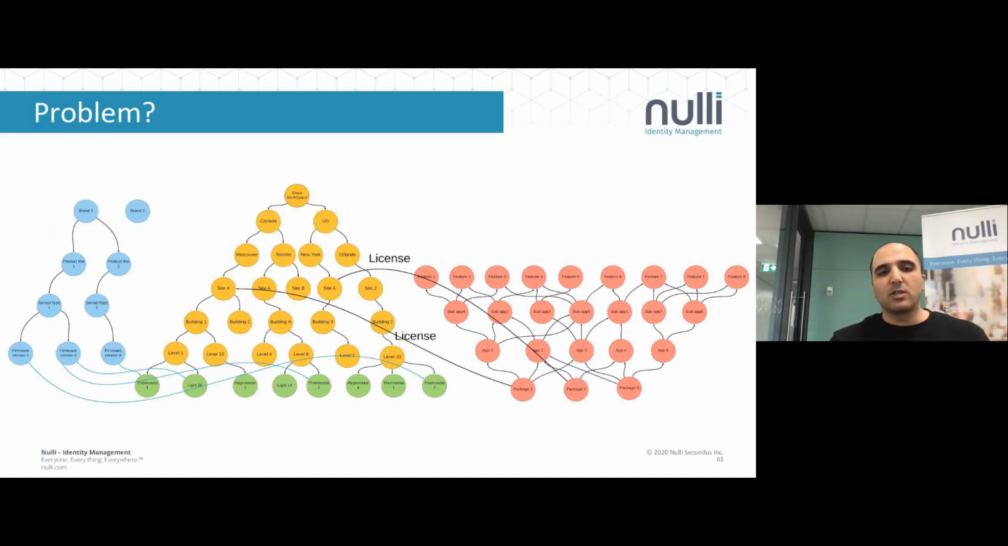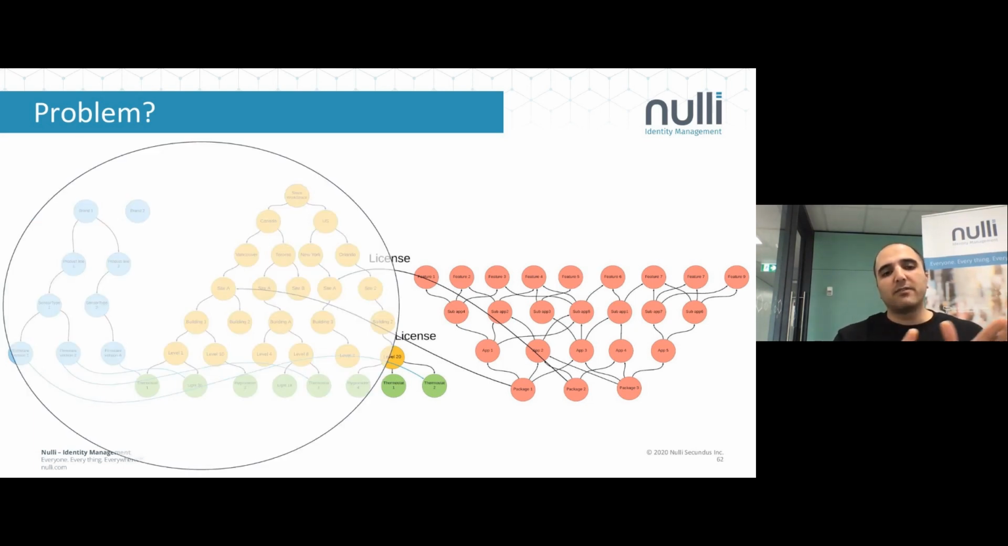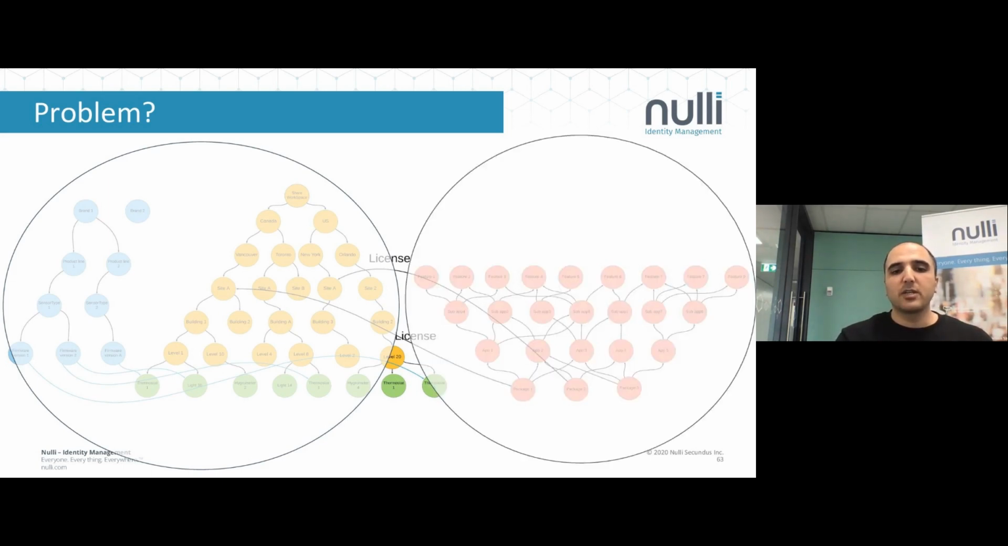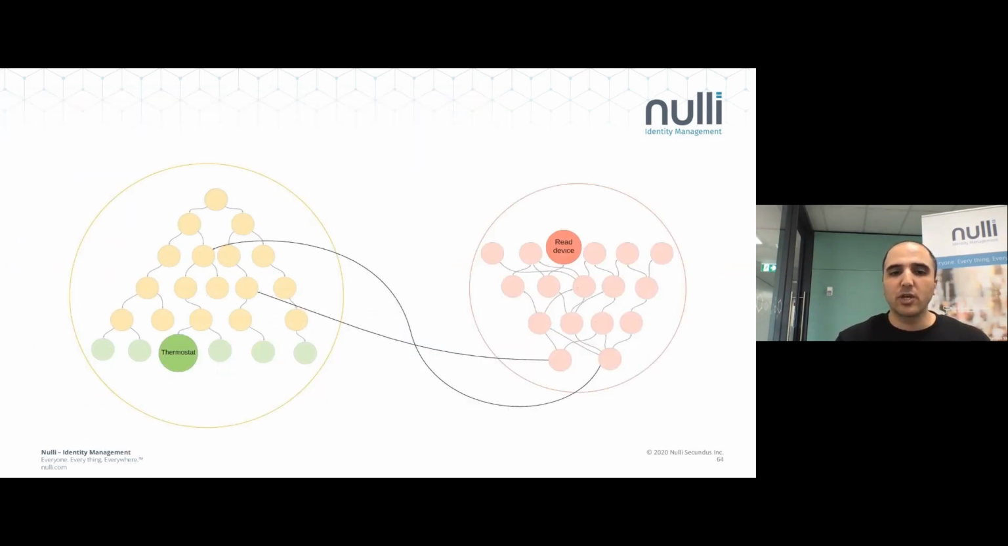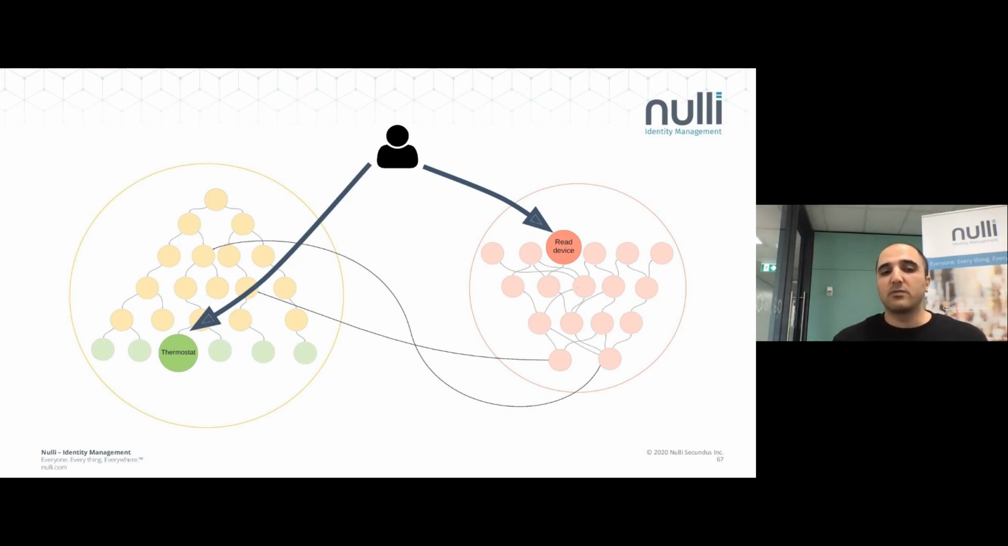Let's go back to the graph model that we saw together. What you see on the left-hand side is called the context hierarchy. On the right-hand side, we have the resource hierarchy, and they are connected through all these edges that are basically licenses. Now, if we have a user who is trying to, let's say, exercise a feature called read device on a particular thermostat, so that is the access request that we receive. How can we find out whether that access should be granted or rejected?